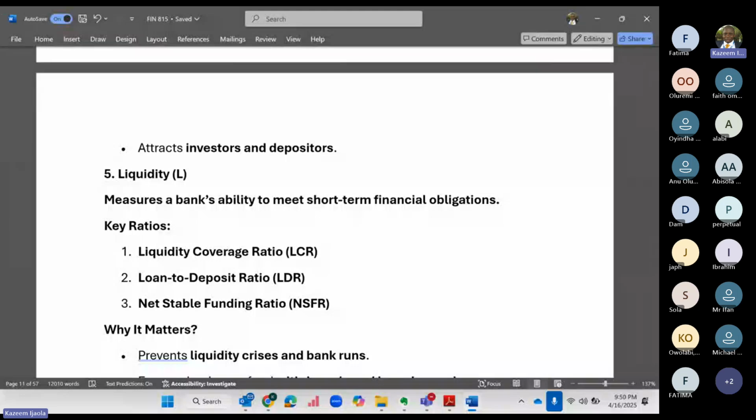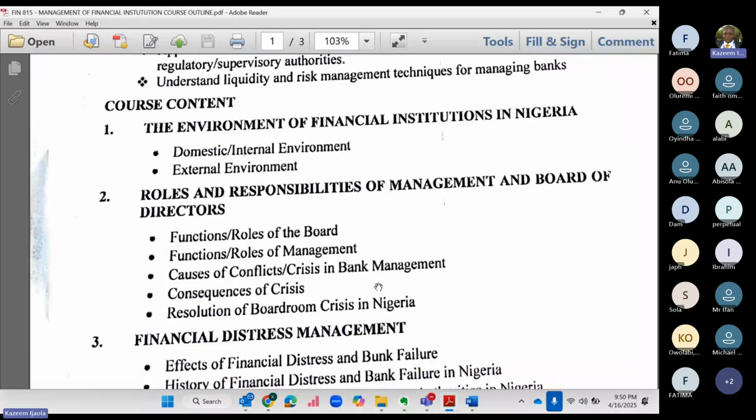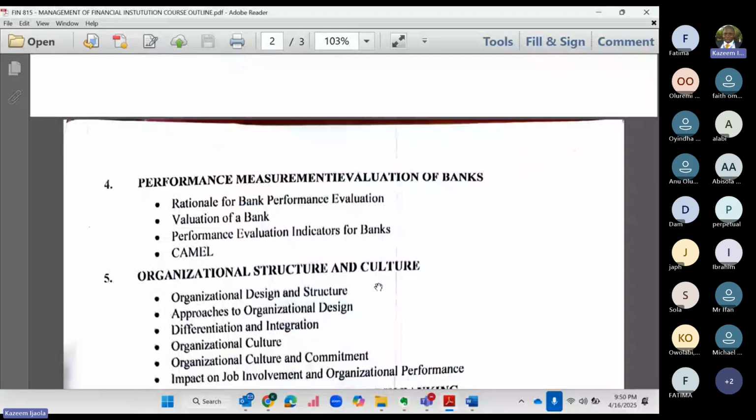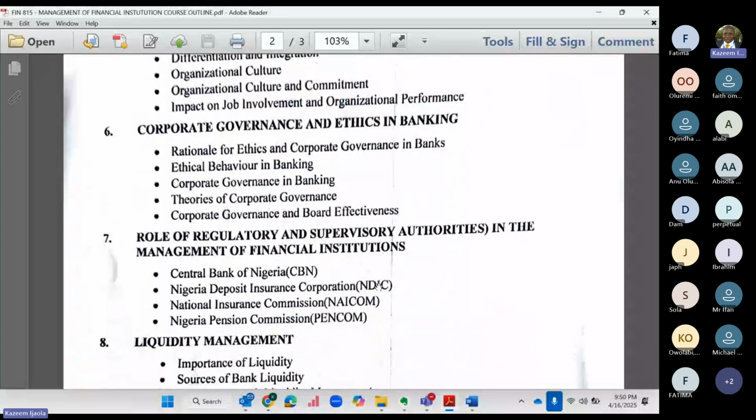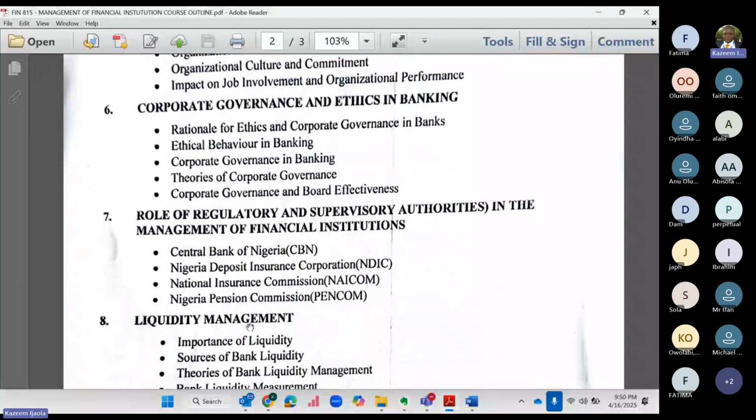So when we meet on Monday for this 815, our focus will now be shifted to solving questions. It is questions that we are solving on Monday. So this is the last revision that we're having on 815. There are still some topics that I did not cover, like financial distress, organizational structures and culture. This also is very straightforward. Corporate governance.